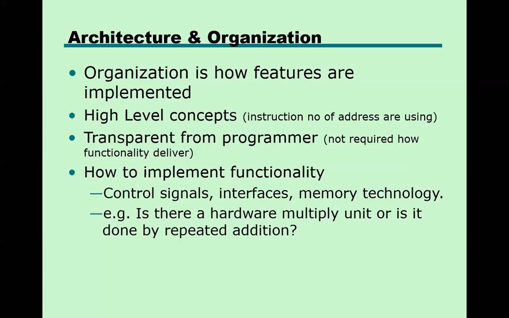But organization means how features are implemented. Okay, so if you want to do a multiplication, how is this multiplication implemented? Either by multiple-time addition, it would be possible, or a direct multiplication feature is available. So you can easily remember that architecture means what and organization means how.